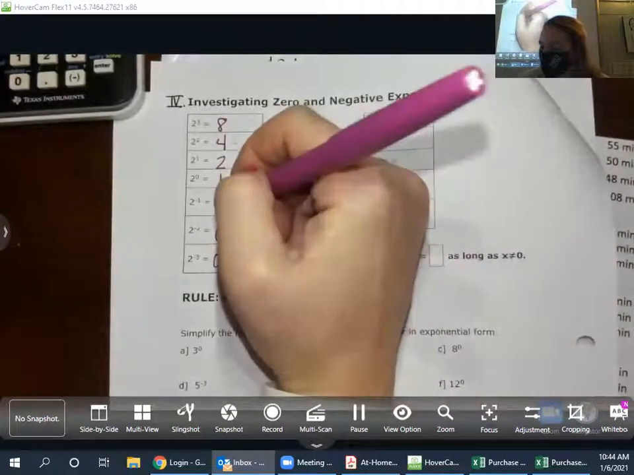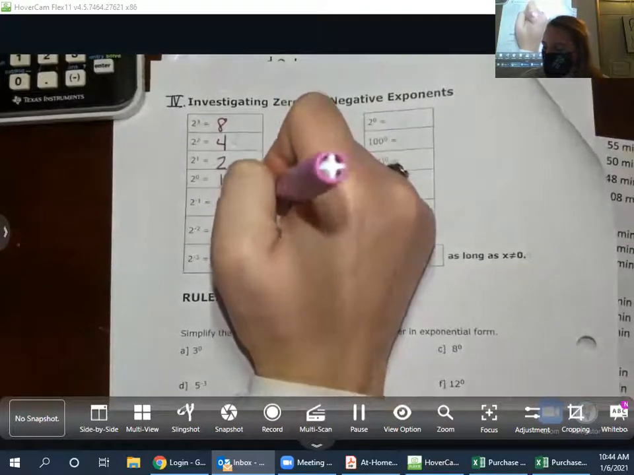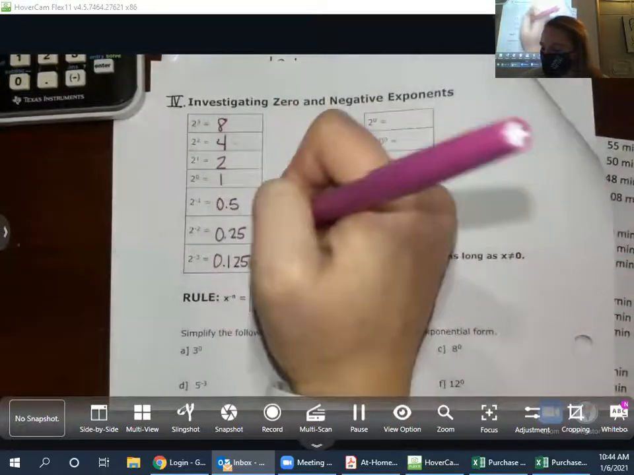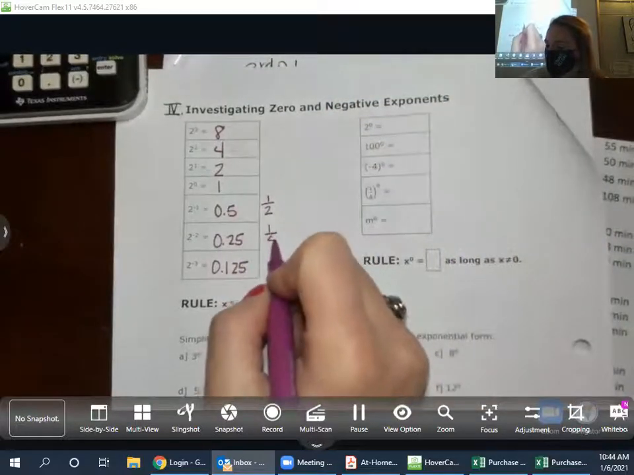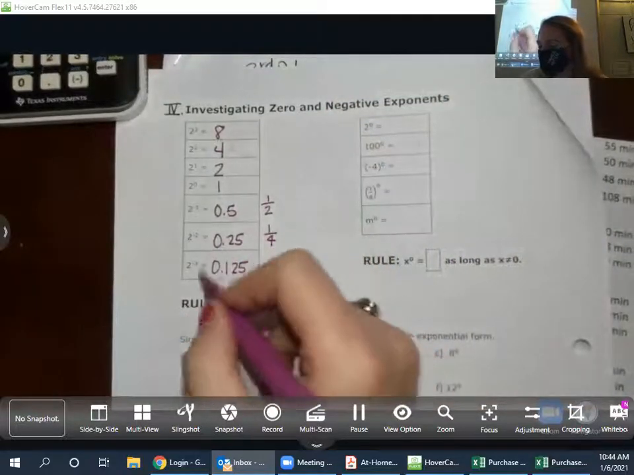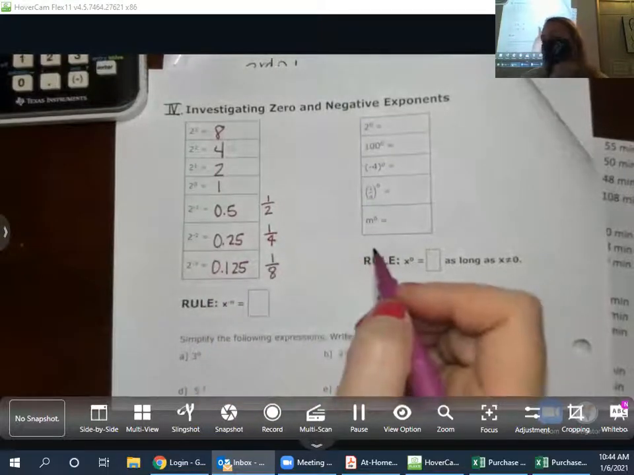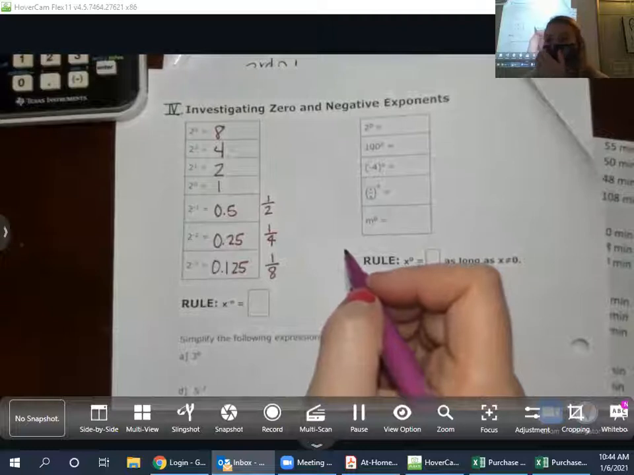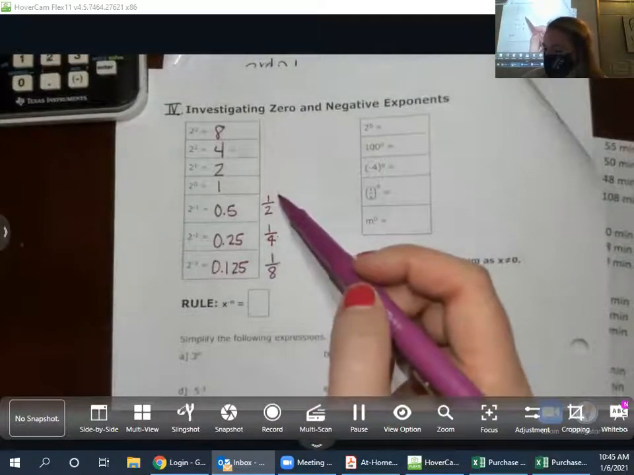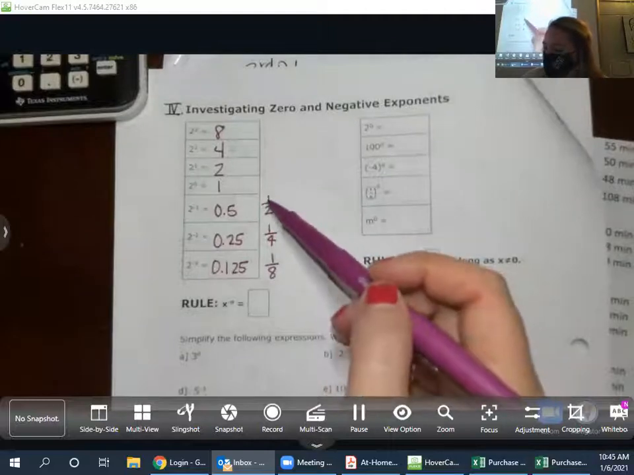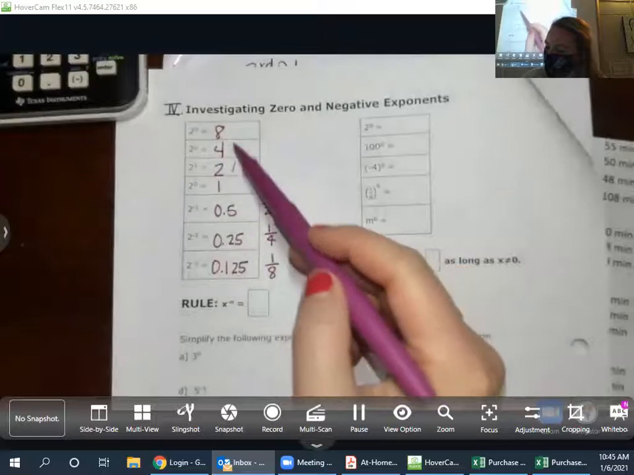What is the fraction form of 1/2? 1 over 2, right? What's the fraction form of 0.25? 1 over 4. Does anybody know the fraction of this one? Yes, y'all memorized these before in your math classes. That's awesome. 1 over 8, okay? All right. So look at these answers and look at these answers.